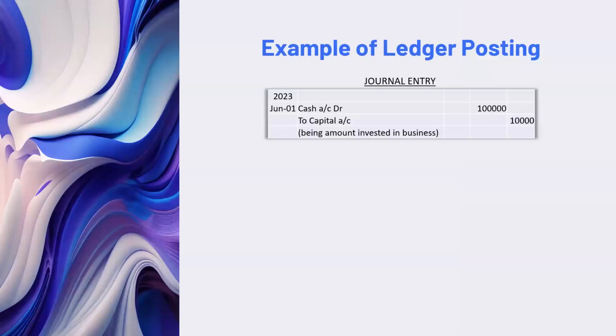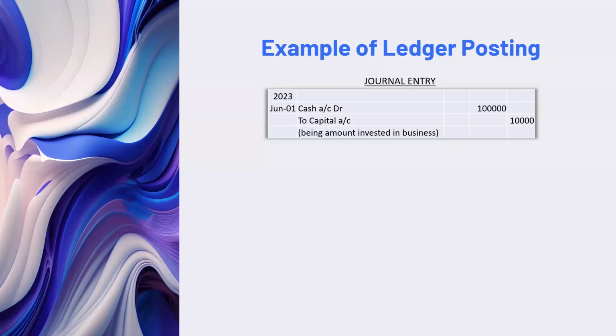So let's directly move on to the example of ledger posting. This is one part of the journal entry. Here it's mentioned as on June 1st, 2023: cash account debtor, 10 lakhs, to capital account creditor, 10 lakhs, being amount invested in business. So the owner, the proprietor, has invested 10 lakhs as capital. Once you have that information, this is how you post it in the journal entry.